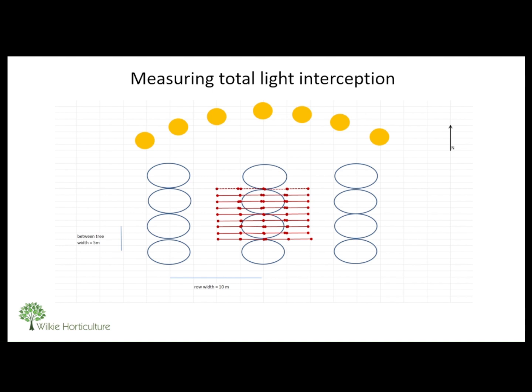The other thing that we need to do is, these are called below canopy measurements, we need to compare them to an above canopy light measurement, so we've got the percentage of light that's making it down to the ground. From that, we can work out a percentage total light interception.